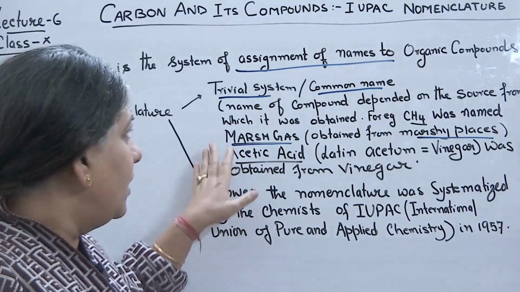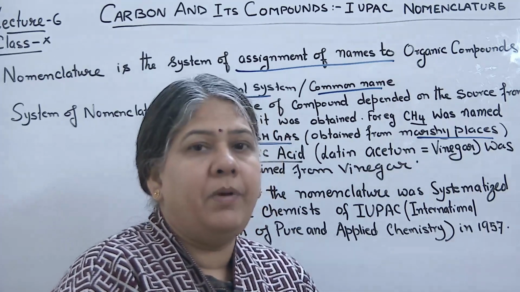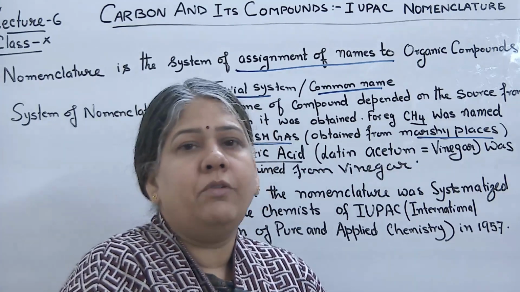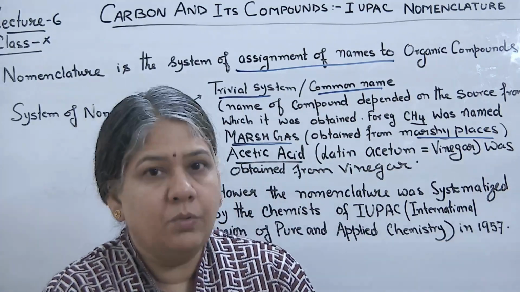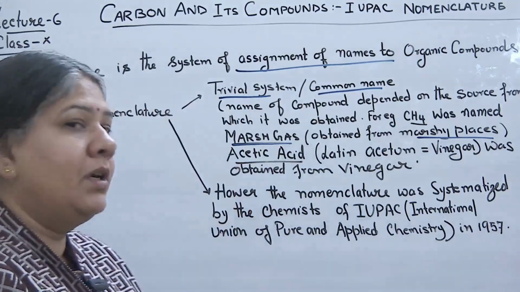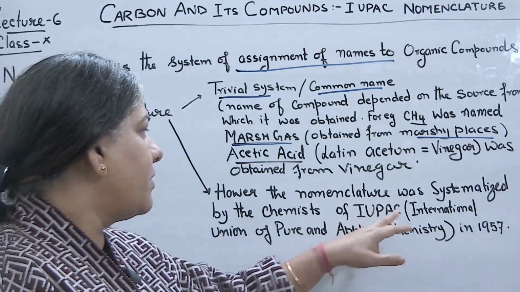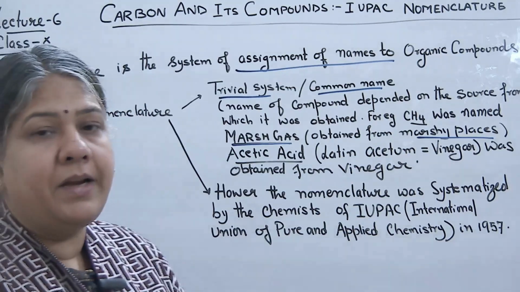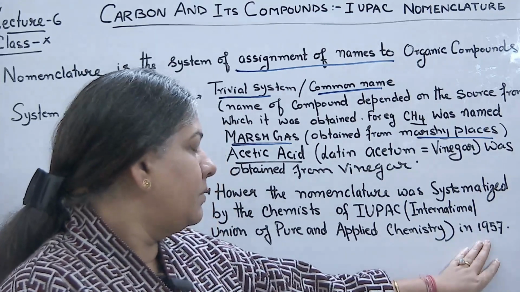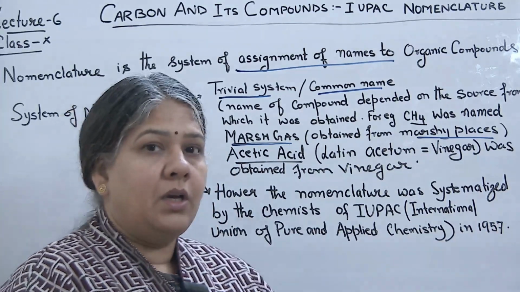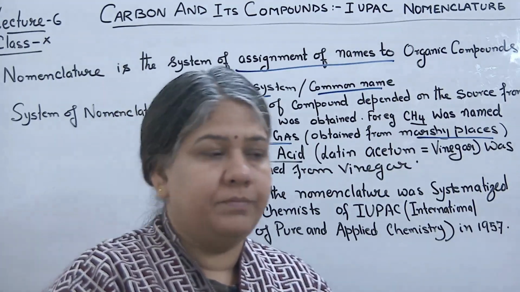So this trivial system or the common name was later replaced by a uniform system of nomenclature so that the same name is followed throughout the world. Hence a systematized way of naming was followed by IUPAC, International Union of Pure and Applied Chemistry. So this systematic naming was established in 1957.